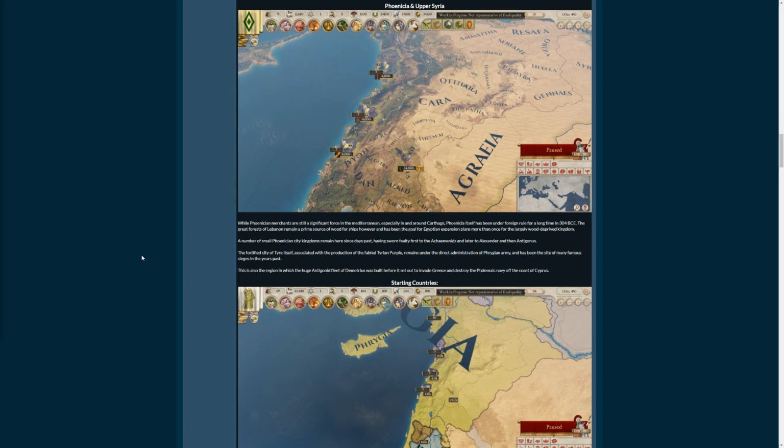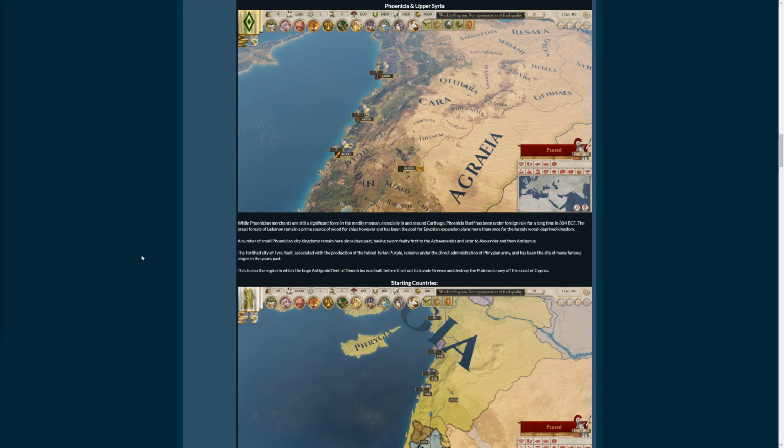Phoenicia and Upper Syria. While the Phoenician merchants are still a significant force in the Mediterranean, especially in and around Carthage, Phoenicia itself has been under foreign rule for a long time in 304 BCE. The great forests of Lebanon remain a prime source of wood for ships, however, and it has been the goal of Egyptian expansion plans more than once for the largely wood-deprived kingdom. A number of small Phoenician city kingdoms remain here since days past, having sworn fealty first to the Achaemenids and later to Alexander and then Antigonus.